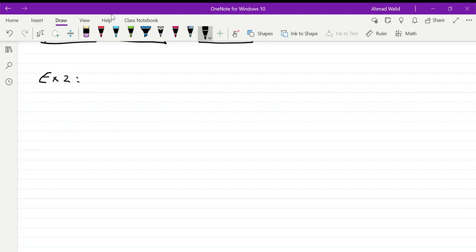Find all zeros. And the function is given to you as f of x equals x cubed plus 7x squared plus 11x minus 3. They are asking you to find the zeros of your polynomial function.